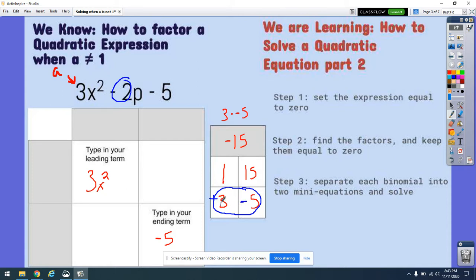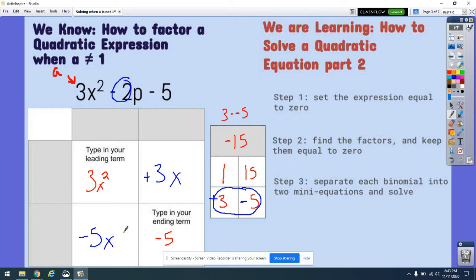So I double check. Positive 3 times negative 5, I get negative 15. 3 minus 5, I get a negative 2. So that's our two factors for this particular one. And then it doesn't matter where I put these two. I can simply just put my positive 3x and then my negative 5x here.